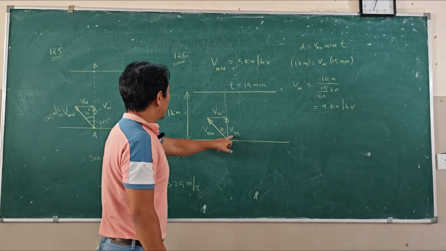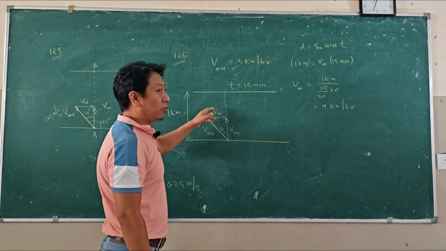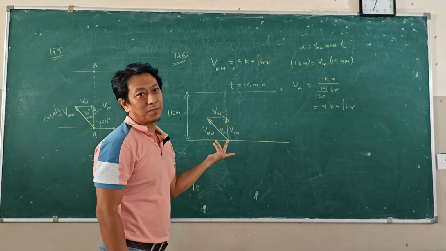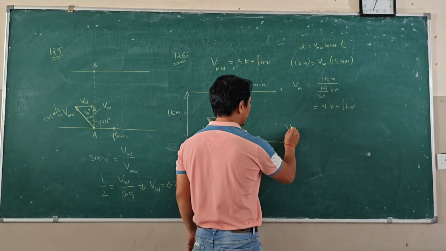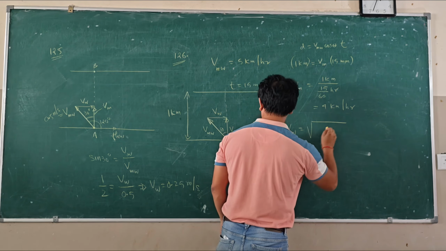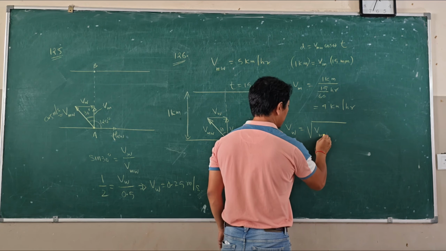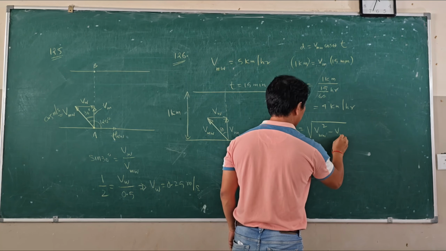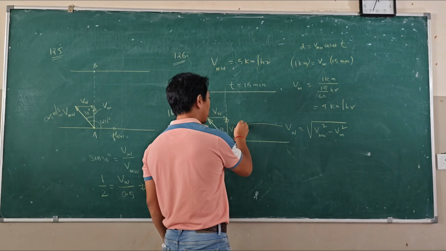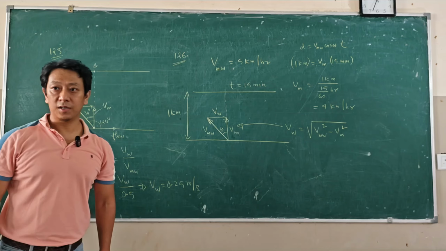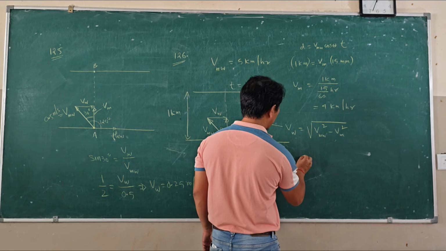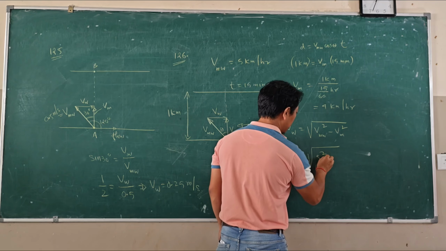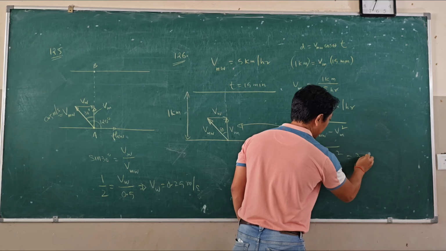So Vm I got, Vmw they have given, so Vw I can find directly using Pythagoras theorem, isn't it? So what will be Vw? Under root Vmw square minus Vm square. This is from Pythagoras theorem applied to this velocity diagram. What is Vmw that was given? 5. This is 4. So what is the answer? 3.